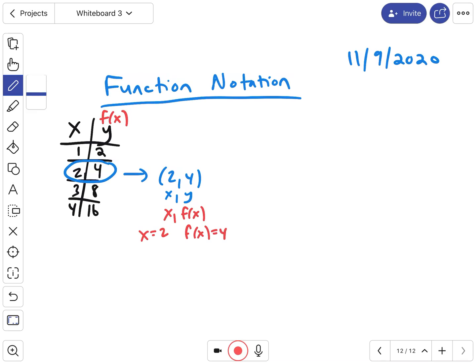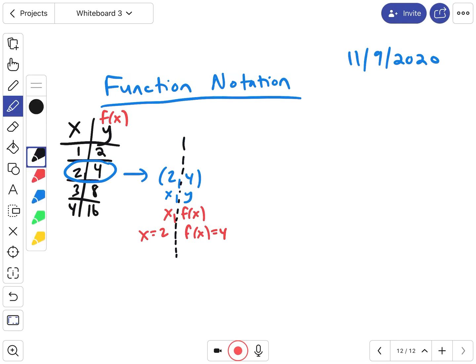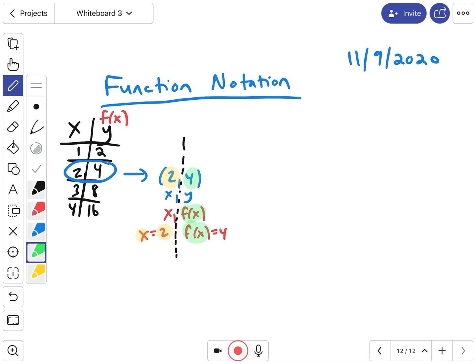So you have this idea of going down the middle and saying, all these values of x are 2, and all these values of 4 are y, which is another word for f of x. So f of x equals 4.